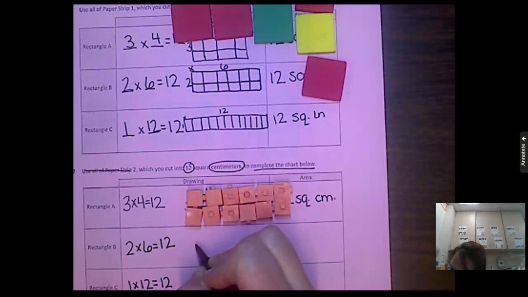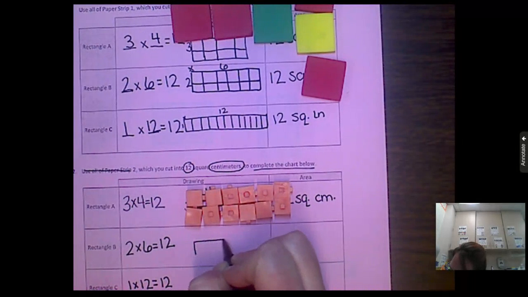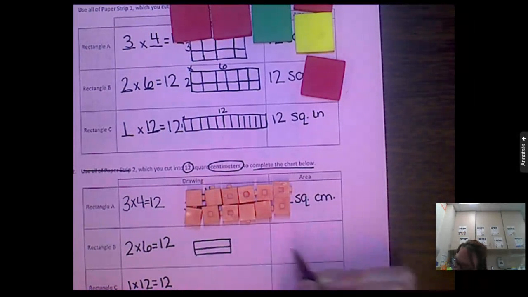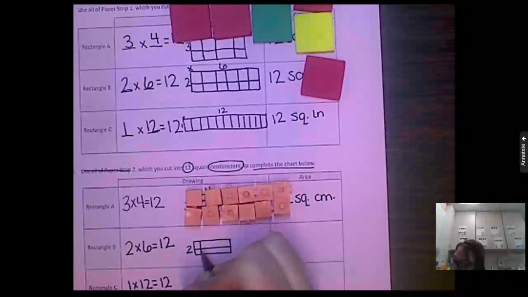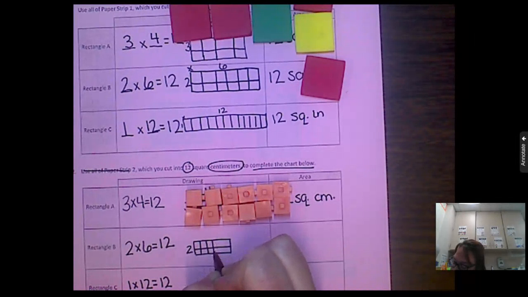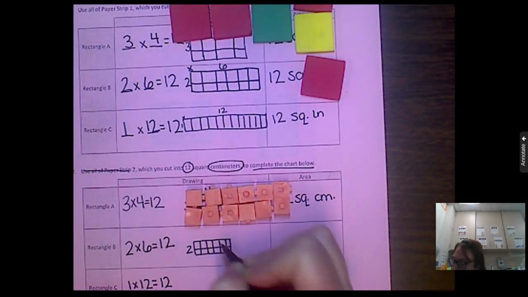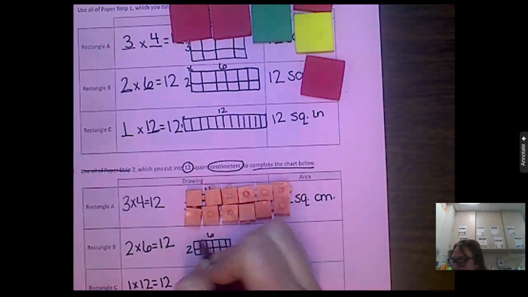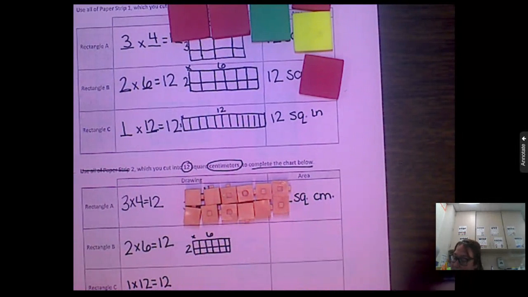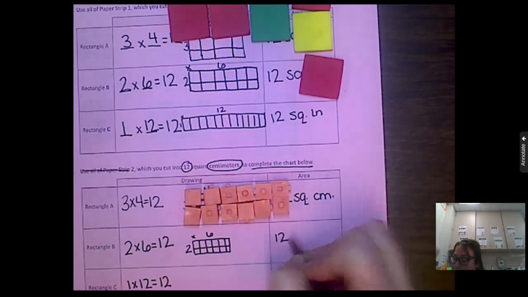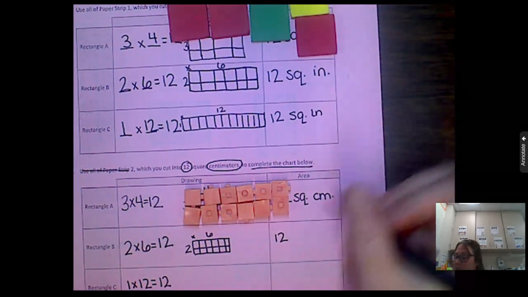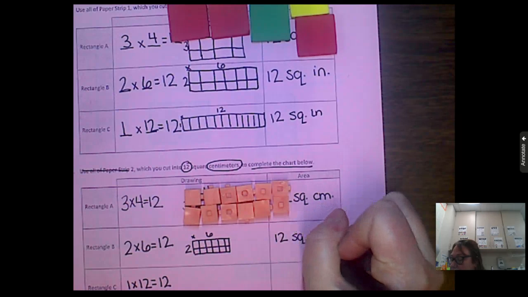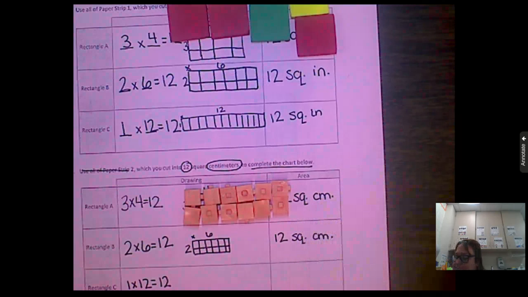So we could redraw that again. We'll just do it nice and small. 2 rows. So 1 line to make the 2 rows. And then I'm going to do 5 lines down to represent the 6 in each row. And then that still would equal 12, just like we did for 2 times 6 above, but it's not 12 square inches, it's 12 square centimeters.